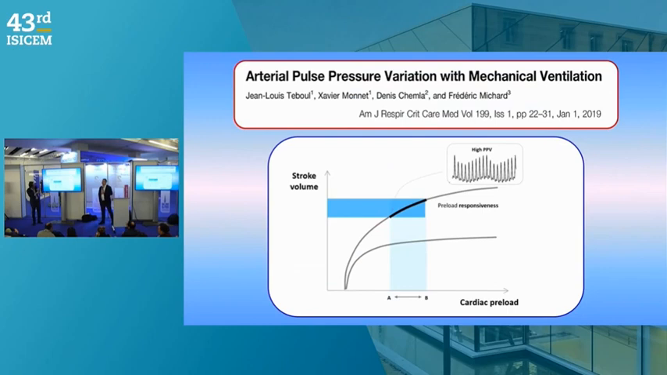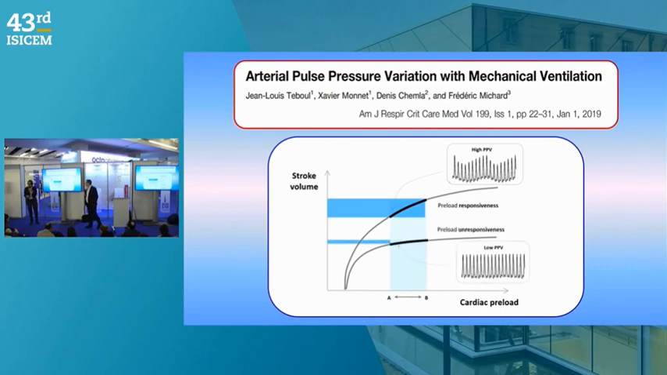Okay, this is the principle. High PPV, we can assume in some conditions, and I will go back to this just after, is associated with preload responsiveness, and a low PPV is associated with preload unresponsiveness. This is the hypothesis, and this was demonstrated in many studies.